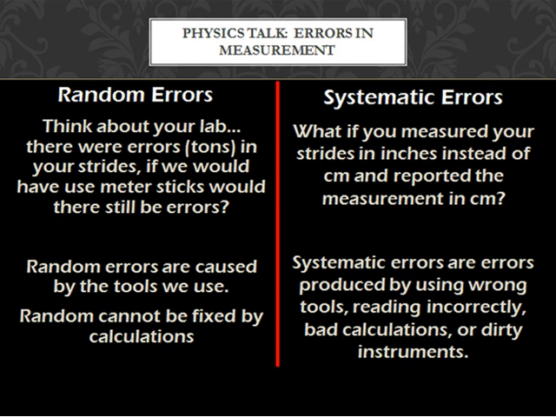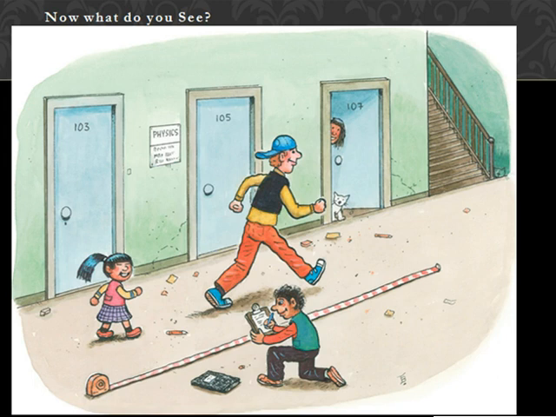Here was our strides lab, and this is a depiction drawn by Paul Hewitt again for Active Physics. You notice the little girl and the big tall boy have different sized strides, so they're going to have a different number of strides for that length. What type of errors are we talking about there? Those are some random errors that they're trying to show, but hopefully you can eliminate some of the systematic errors.